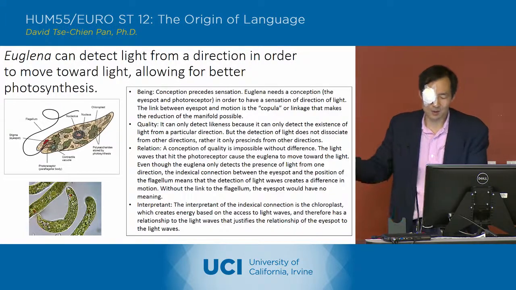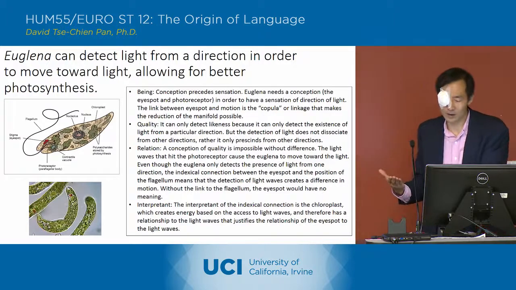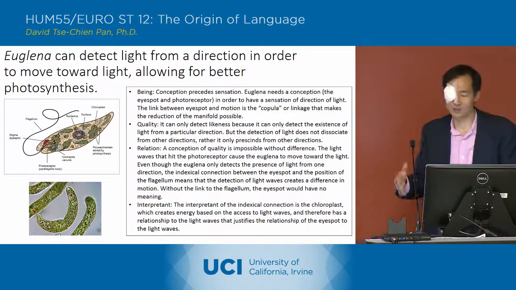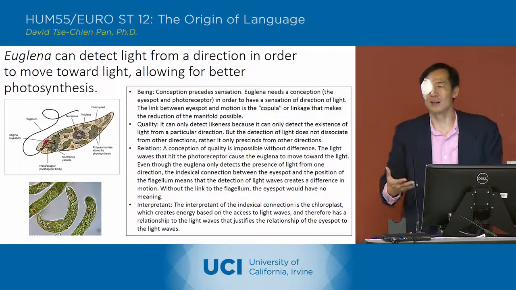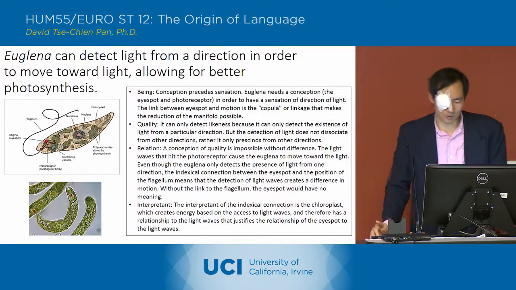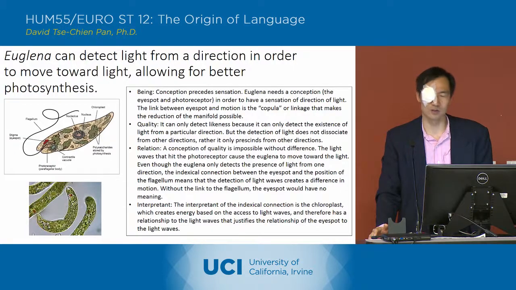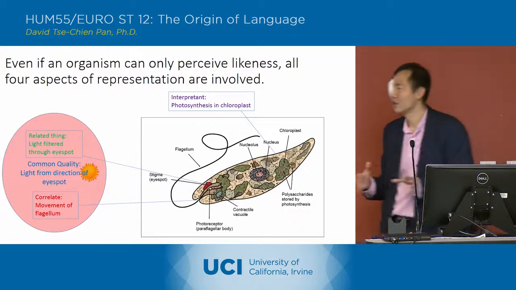Now, there's also an interpretant. The interpretant is the chloroplast, which creates the energy based on the access to the light waves, and therefore has a relationship to the light waves that justifies the relationship of the eye spot to the light waves. Again, there has to be some kind of justification for the comparison, and the chloroplast provides that justification, which is the interpretant here.